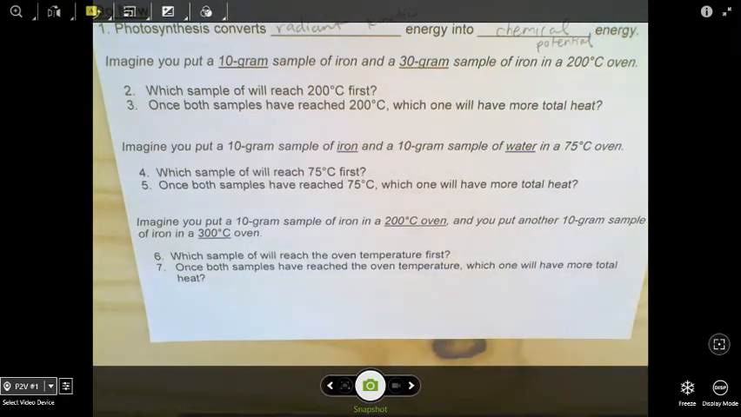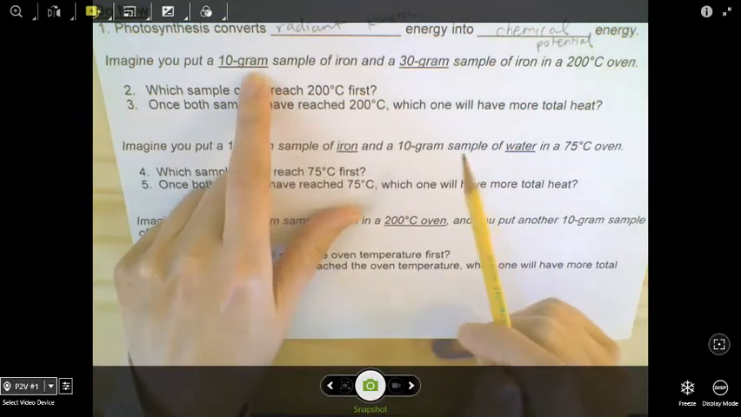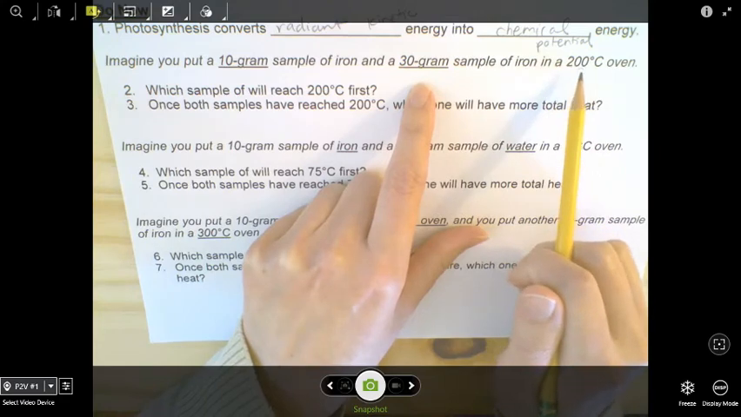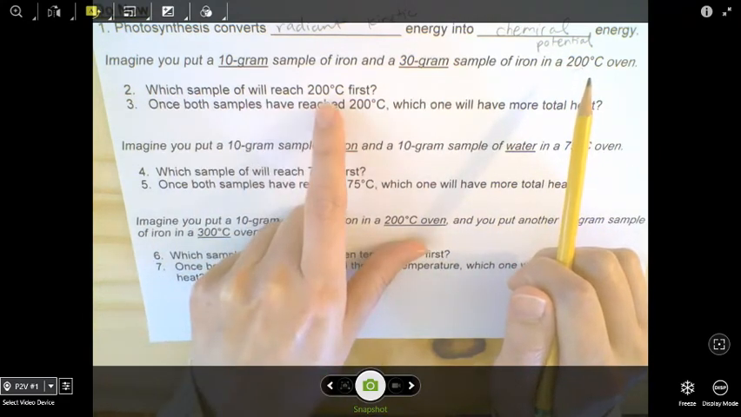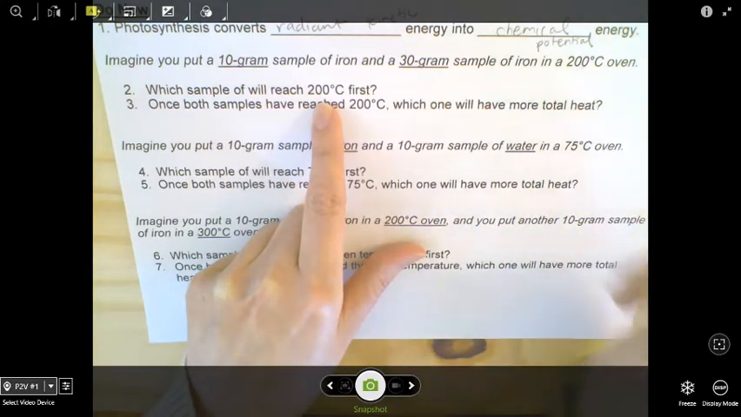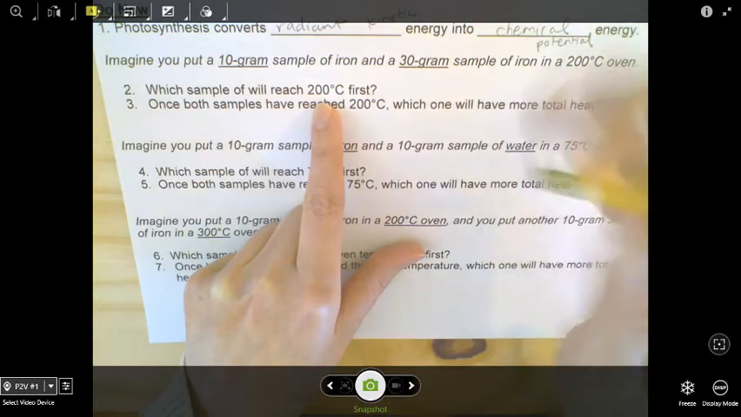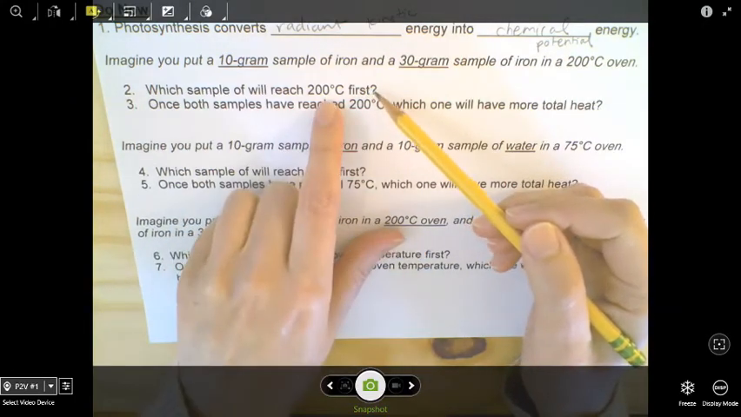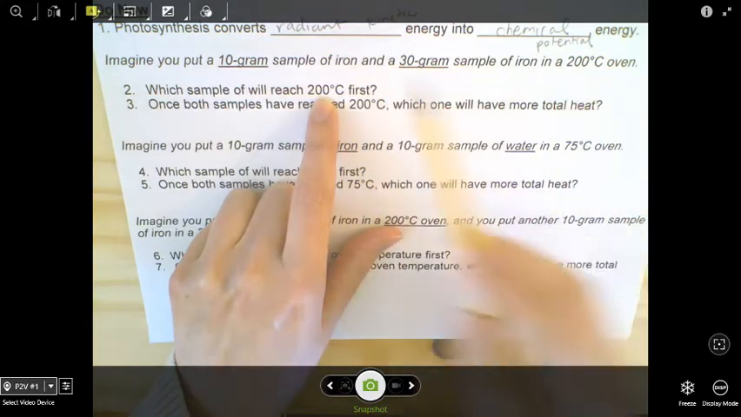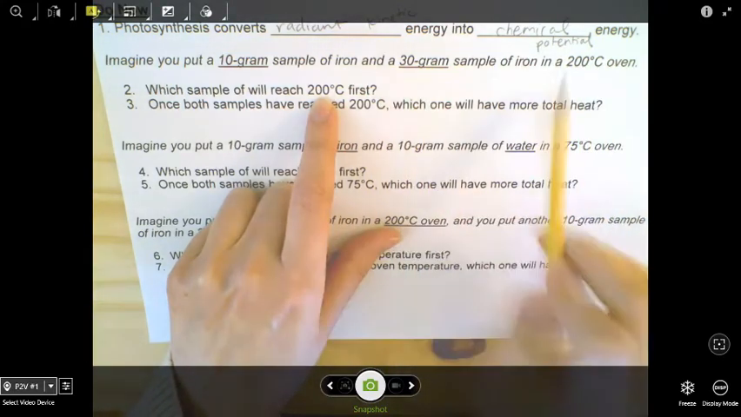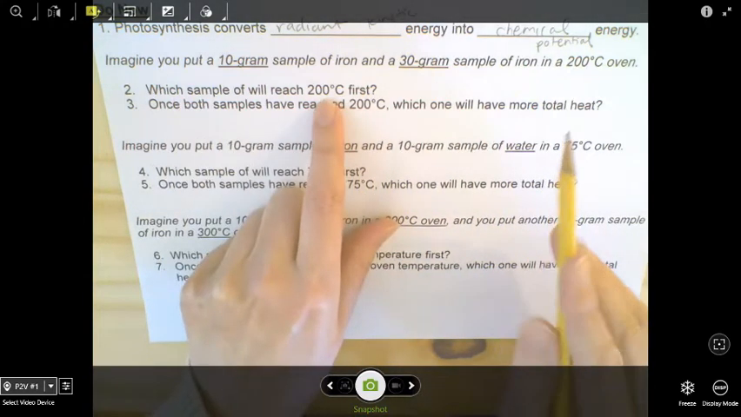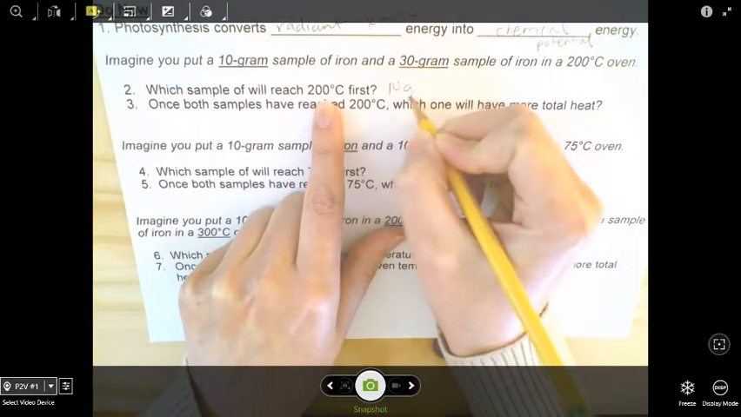Each of these questions gets at one of those factors that determine how much heat is in something. All right, so imagine you put a 10-gram sample of iron and a 30-gram sample of iron in a 200-degree oven. Which sample will reach 200 degrees first? As you know, these are at room temperature, I'm assuming, when you put them in the oven. And then they're going to heat up and heat up. And once they reach 200 degrees, they'll stop heating up because it's reached what we call thermal equilibrium. Once the sample of iron and the air in the oven are the same temperature, the temperature will stop going up. The one that's going to reach 200 degrees first, you probably guessed correctly, is the 10-gram piece.